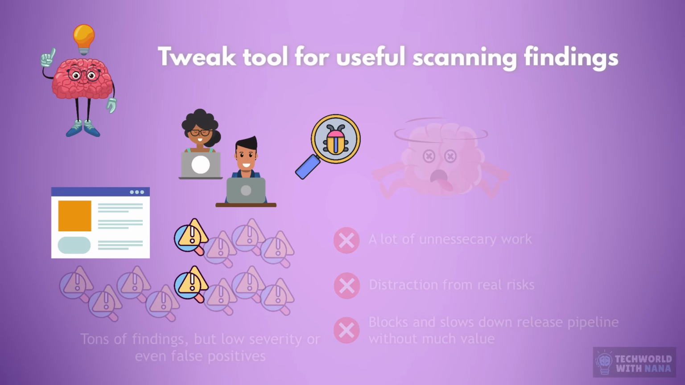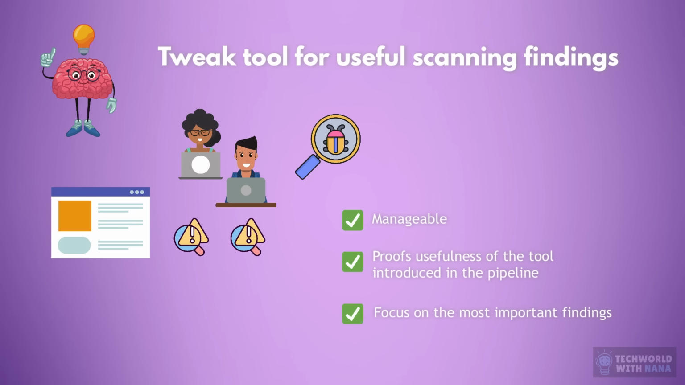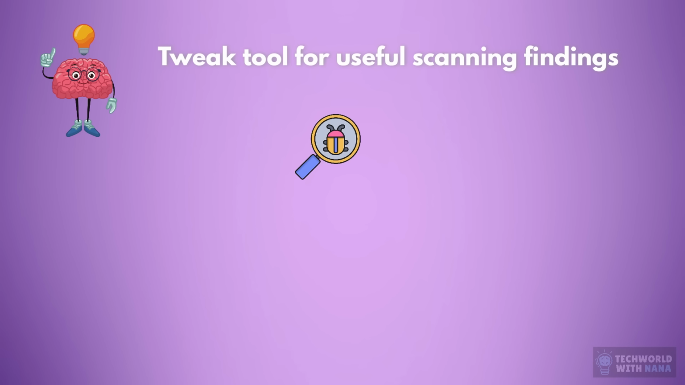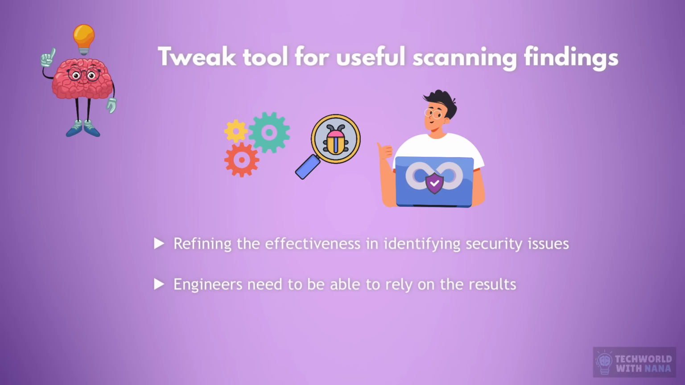Instead, if you show, hey, we ran this and it detected 2 severe issues, that's manageable for the developer team and proves the usefulness of the scan to developers who aren't fully bought into the DevSecOps concept yet. And the tools can be tweaked and configured to only focus on what's important, and to mature those tools to the level where we can 100% rely on their findings.